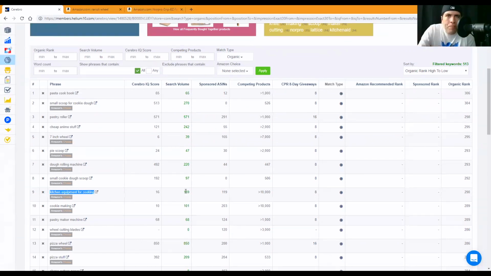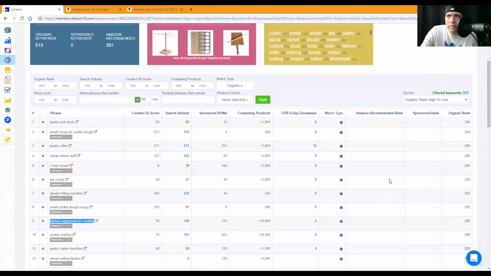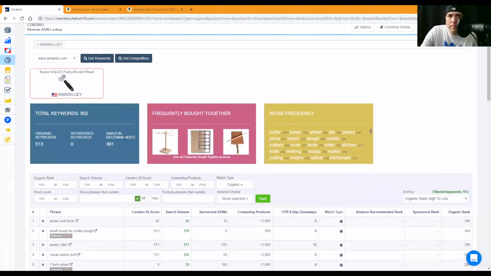But here's my question to you. They are showing in position 290. That means that's maybe page 10, page 11, page 12. So do you think that they are getting a lot of sales from this keyword, kitchen equipment for cooking? No, in this case, not, of course, because as we know, the most sales are happening on page one and maybe something on page two, and the rest is dead.